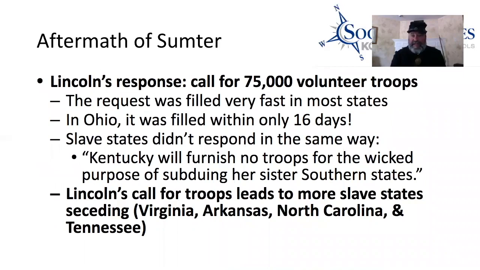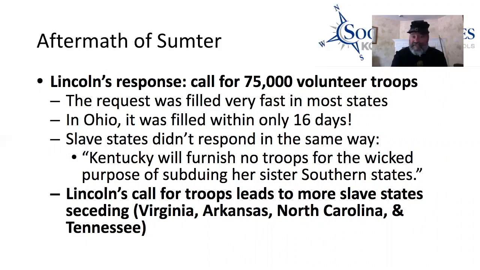After Fort Sumter, Lincoln's immediate reaction was to call for 75,000 volunteers to join the army and put down the rebellion. Each state was given a certain number of troops that they were supposed to furnish to the government, and this 75,000 was filled very quickly. Almost every 18 to 25-year-old male in the United States joined the army. The northern boys joined the Union Army, and southern boys joined the Confederate Army. The quotas were filled so quickly that in Ohio, it only took 16 days for the state to send its quota of troops.